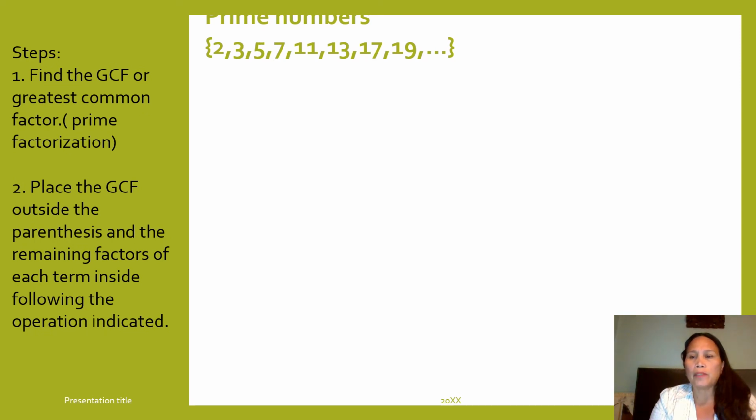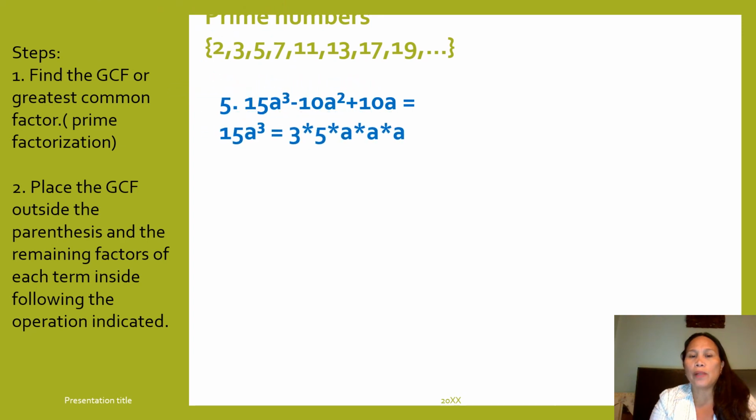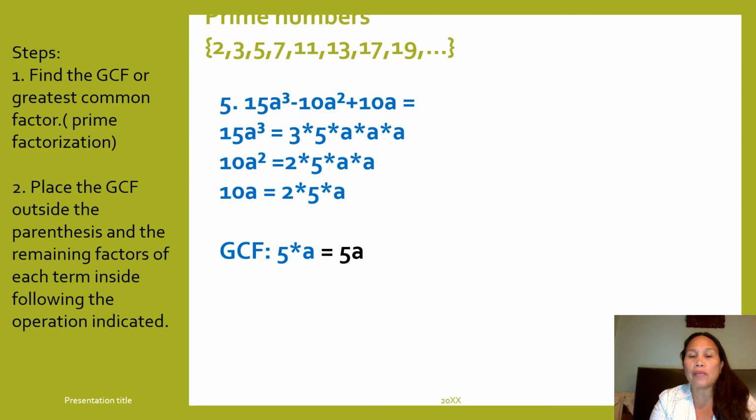Let's have another example. We have 15a cubed minus 10a squared plus 10a. So that's easy. 15a cubed is equal to 3 times 5 times a times a times a. For 10a squared, we have 2 times 5 times a times a. And for 10a, we have 2 times 5 times a. And the GCF is 5a. Why? We have one set of 5 only and one set of a. So 5 times a. And that's the common monomial factor.